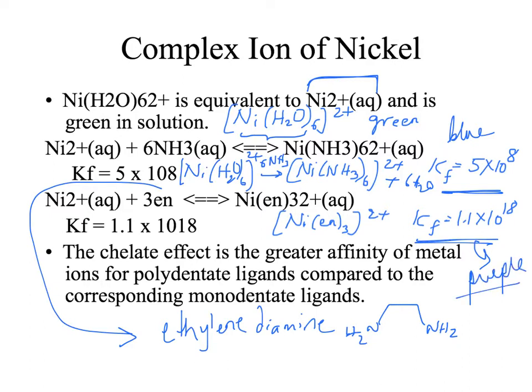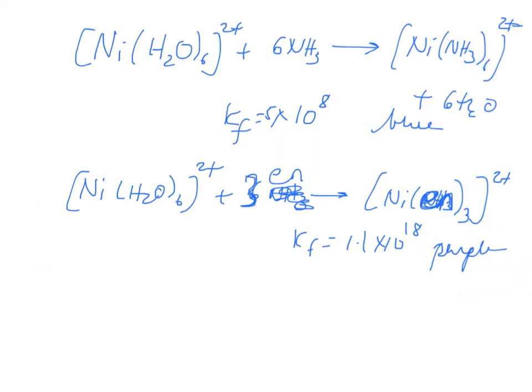Okay, so let's discuss a little bit of the chemistry in this case. We are saying that if we have a green solution of the nickel hydrate system and we add ammonia, the color should become blue. Those of you who did Lab 16 and used nickel would have seen that purplish blue color. And the Kf for that is 5 times 10 to the power of 8.